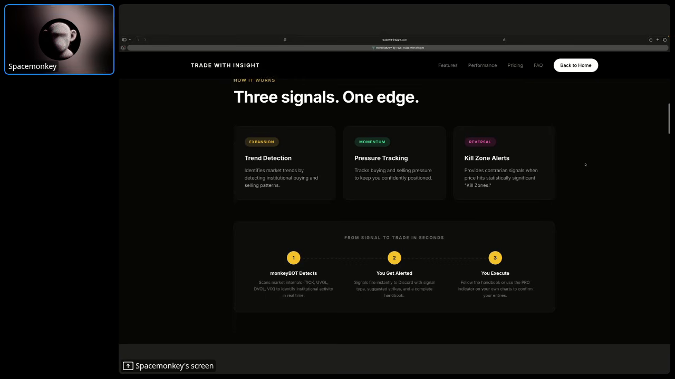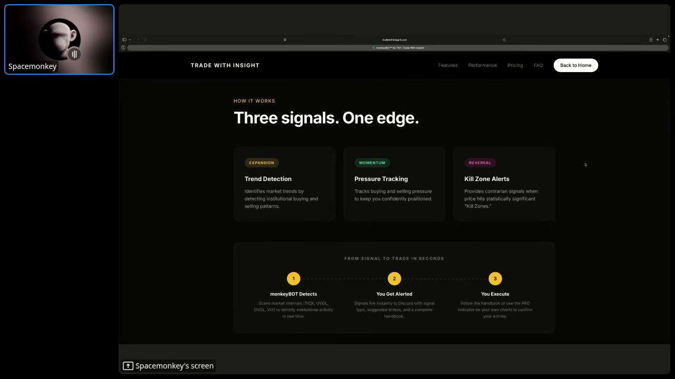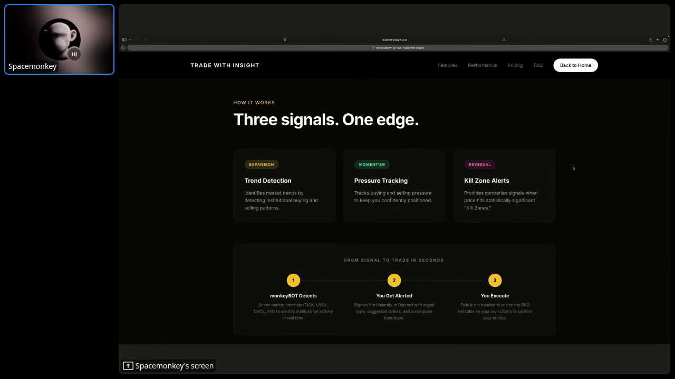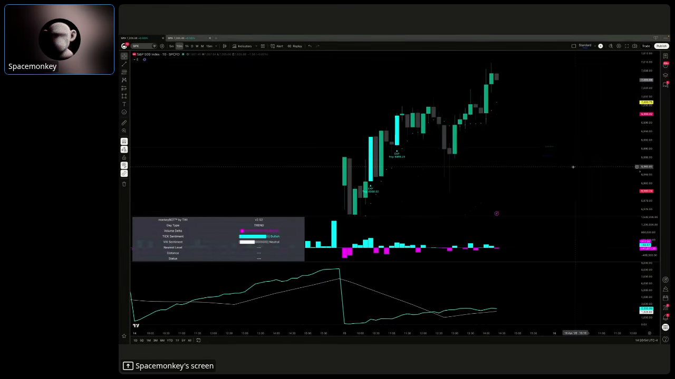Now we have to talk about the two different ways you could trade monkeyBOT. The first is simply the monkeyBOT TradingView indicator, which gives you full control. You could trade SPX, you could trade individual names, you could change the settings. It's for the person that is active and likes to get their hands dirty, likes to scalp, and likes to have multiple signals during the day.